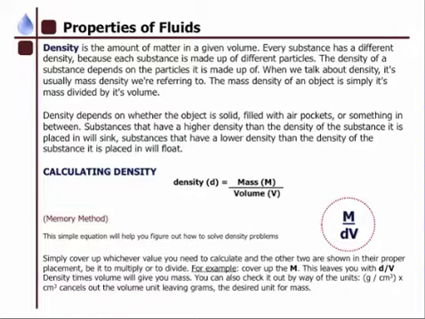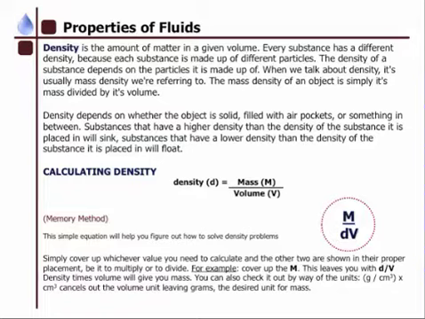When we go to calculate density, density is equal to mass divided by volume. Here we have the memory method, a simple equation to help you solve density problems. Here it is signified with a line and circles around it. I teach you the triangle method, so you have a triangle to fill in with your sheet. The same idea applies: you simply cover up whichever value you need to calculate, and the other two are shown in their proper placement, so you multiply or divide.